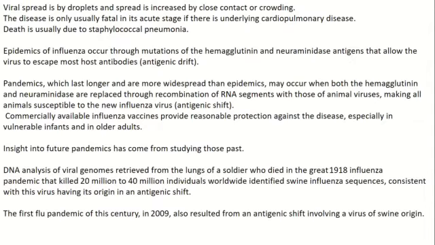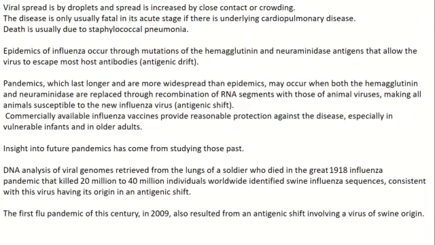The disease is usually fatal in its acute stage only if there is underlying cardiopulmonary disease. Death is usually due to staphylococcal pneumonia. Epidemics of influenza occur through mutation of the hemagglutinin and neuraminidase antigens that allow the virus to escape most host antibodies, antigenic drift.